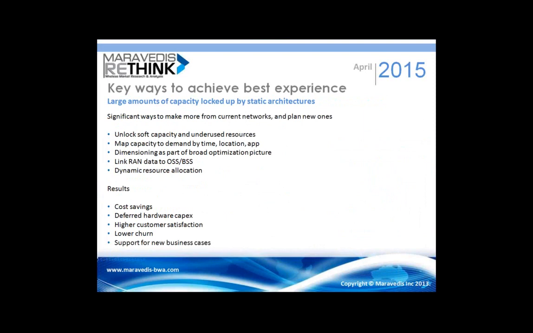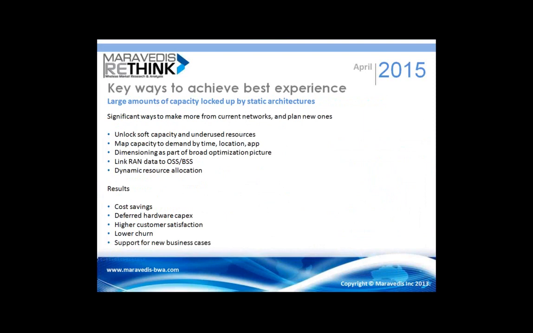Unlock the soft capacity, the underused resources that are in the network as you build it out. Map capacity to demand by time of day, which changes, by the location of the largest number of users or of the highest value users, by the type of application and the way that it behaves on the network. Dimensioning is important, but it's part of a broad optimization picture. We're seeing operators using a wide range of tools to balance their networks and make them maximally efficient.